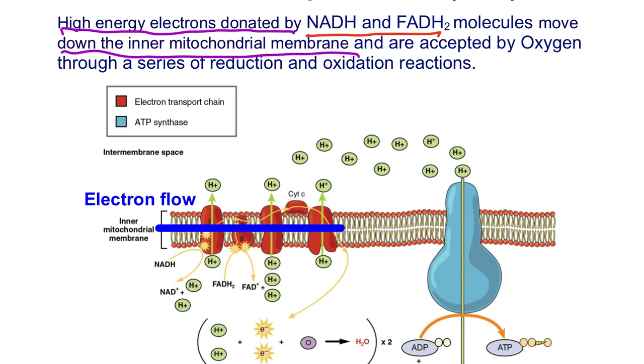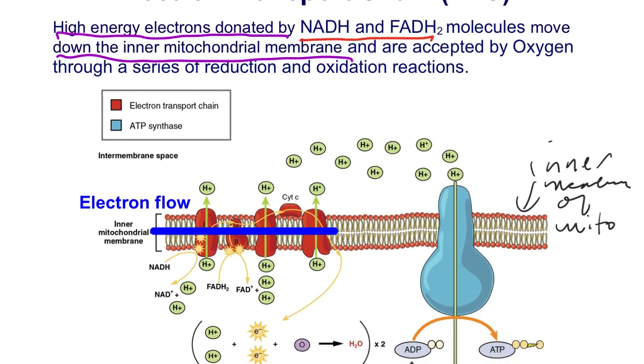Okay, let's talk about the electron transport chain a little bit. This is the inner membrane of the mitochondria. That's where stage 4, the electron transport chain, is. This is the matrix side. The matrix would be all that liquid inside the mitochondria. This would be the intermembrane space, the space between the inner and the outer membrane.